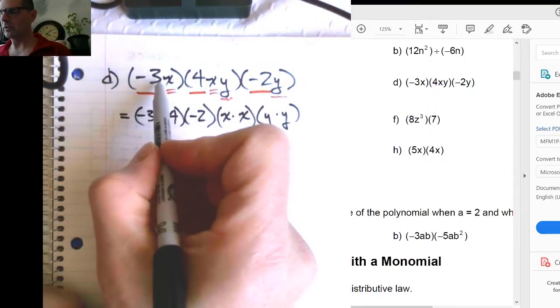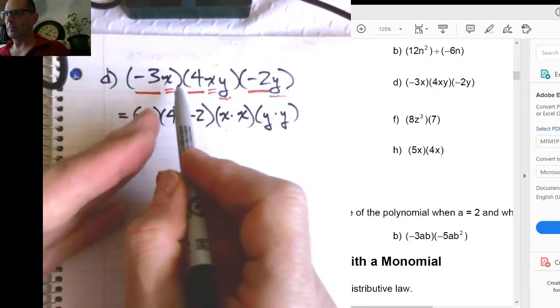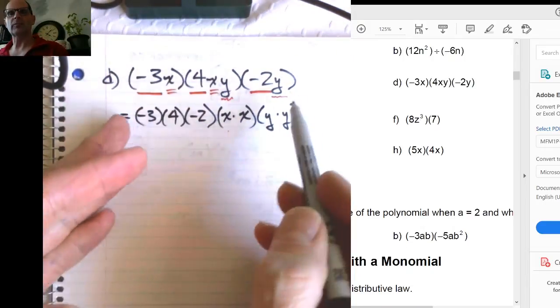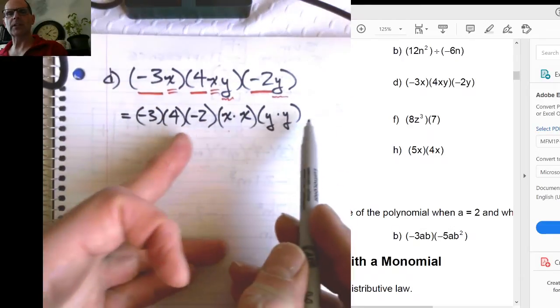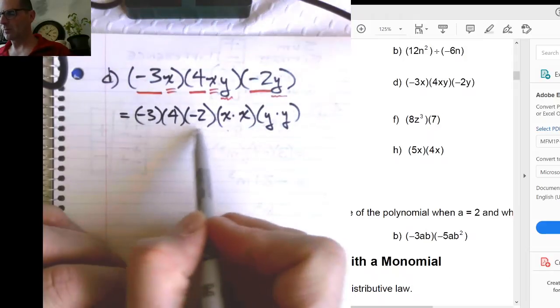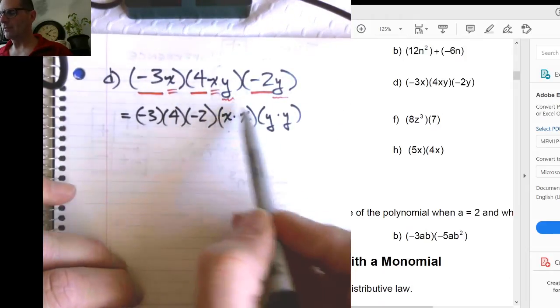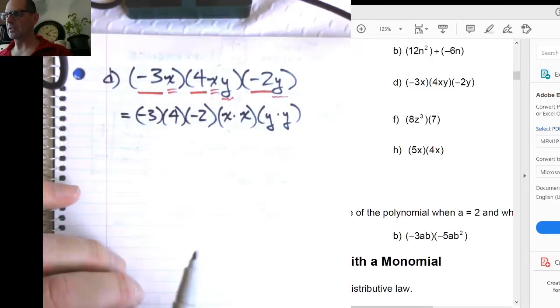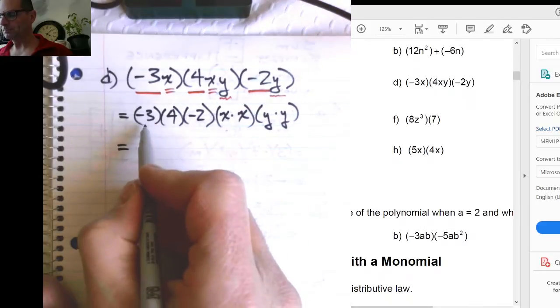You can think of all of these as individual little pieces. I've kind of ripped them apart like little Lego blocks, and I've arranged them so that the same type of little Lego blocks are all beside each other. So my numbers are all beside each other, my x's are now beside each other, that I have two of those, and my two y's are beside each other over here. Now I deal with this mathematically.